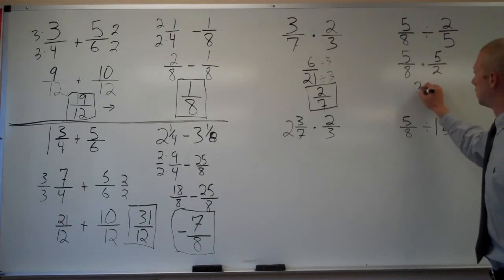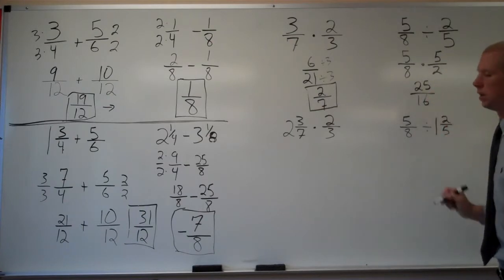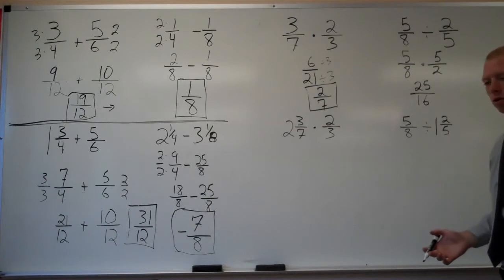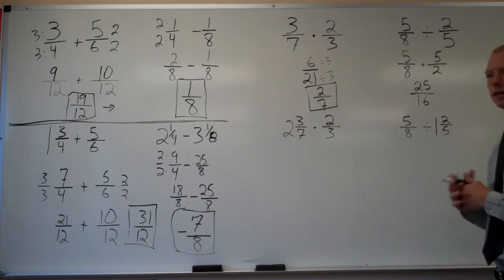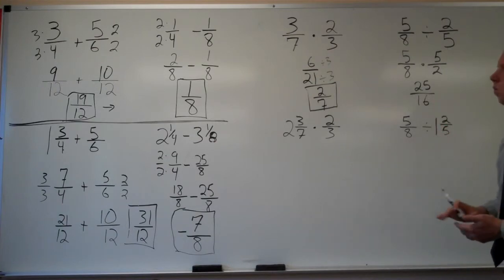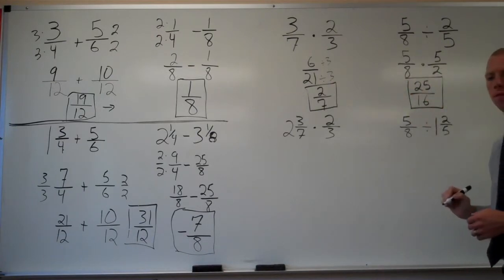5 times 5 is 25. 8 times 2 is 16. Now I look at my smaller number and I say my factors are 2, 4, 8, and that's really it, other than, of course, 16 and 1. But none of those numbers will go into 25. That becomes my final answer.